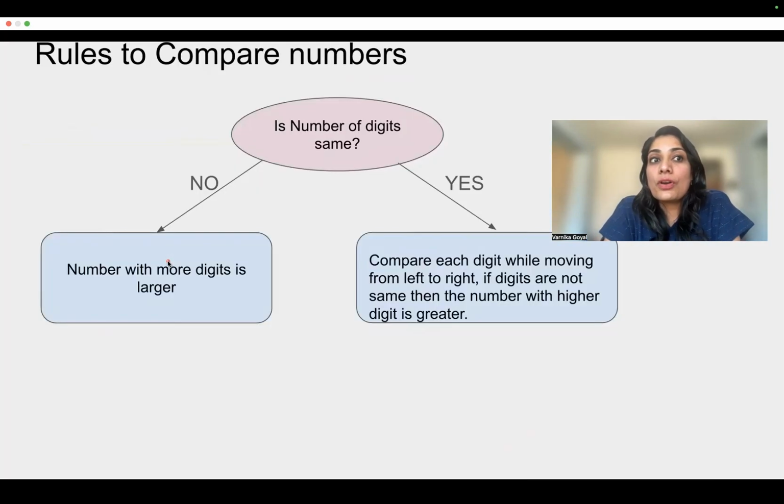Just for revision of how we compare numbers, we first look at the number of digits. Is the number of digits the same? If no, then the number with more digits is larger. But if they are the same, then we compare each digit while moving from left to right, that is, from the highest place to the lowest place, like 100,000s to ones. If the digits are not the same, then the number with the higher digit will be greater.